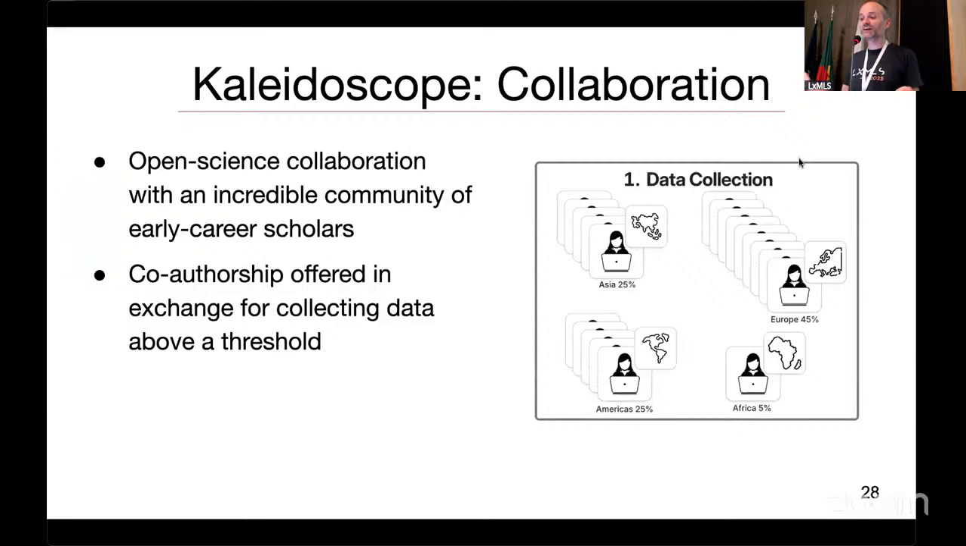In terms of Kaleidoscope, like I said earlier, we had this open science collaboration, and we had this great community of really motivated early career scholars. In the end, we didn't get a good distribution across all of the globe. This is not because we didn't try, it's because we had a short amount of time in which to collect the data. And we wanted to make sure everyone had a reasonably equal chance to contribute to the process.